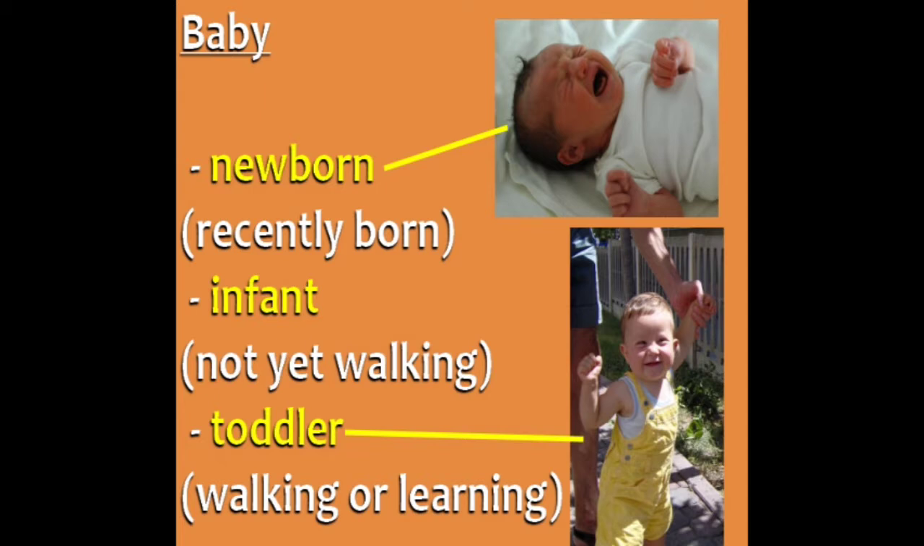Babies. Baby is the general word, but we have some more specific terms depending on the age. A newborn is a baby that was born very recently. An infant is a baby that has not yet learned how to walk. A toddler is walking or learning how to walk.